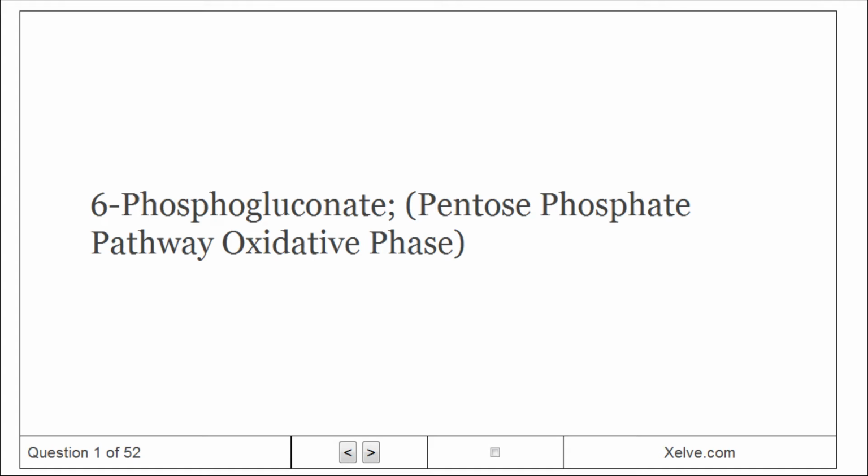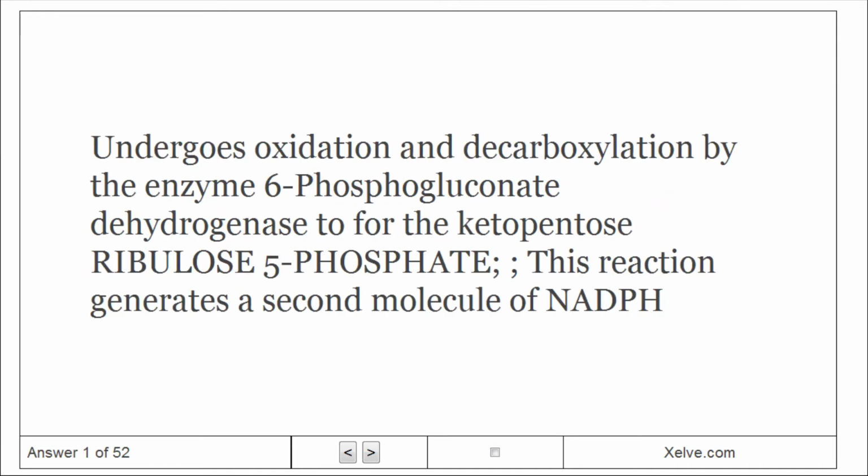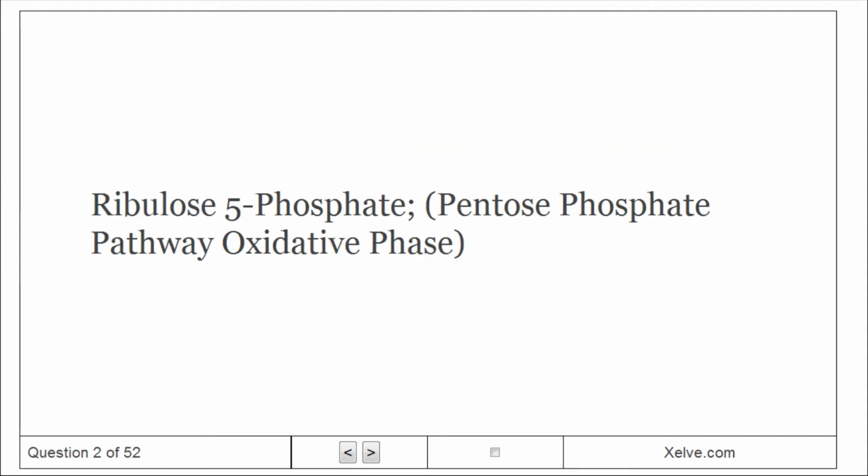6-Phosphogluconate undergoes oxidation and decarboxylation by the enzyme 6-phosphogluconate dehydrogenase to form the ketopentose ribulose-5-phosphate. This reaction generates a second molecule of NADPH.